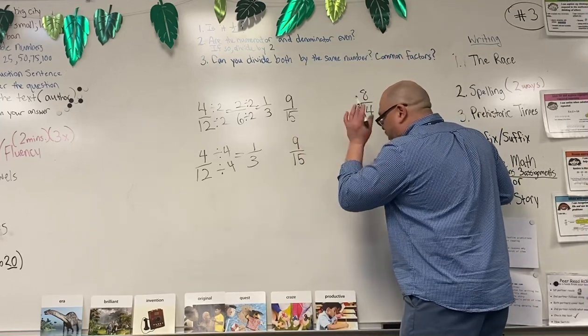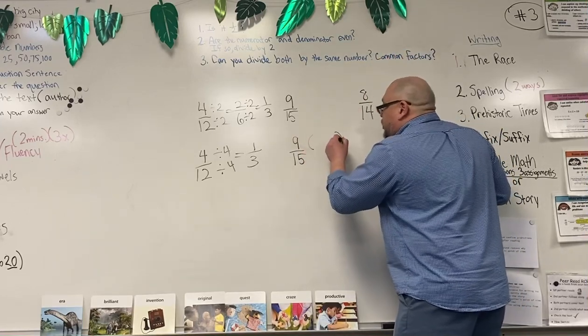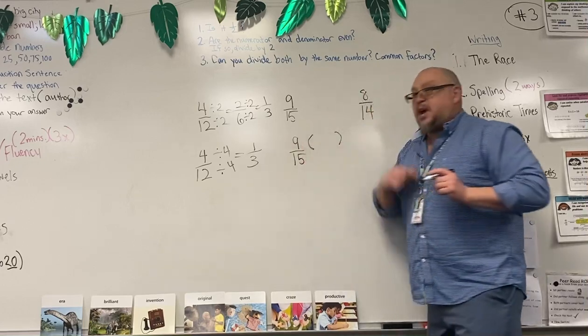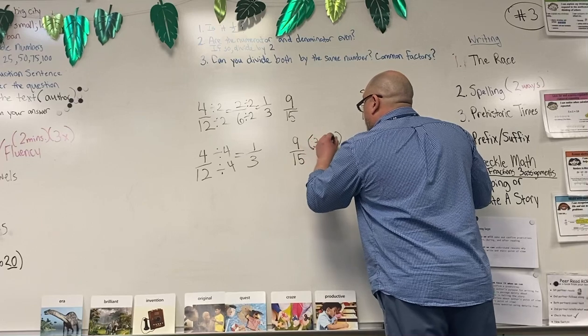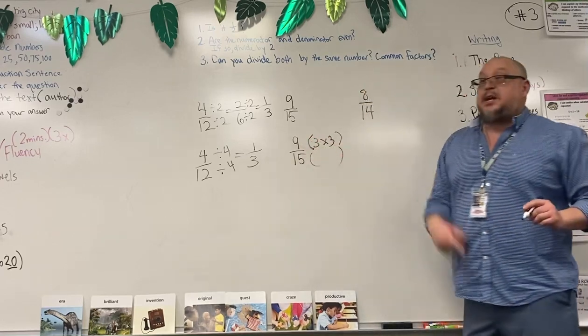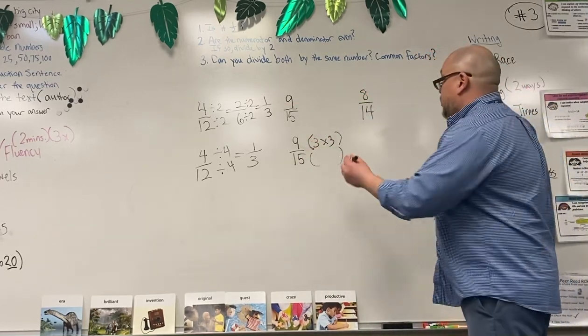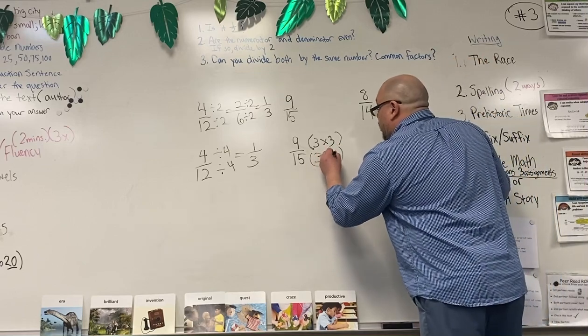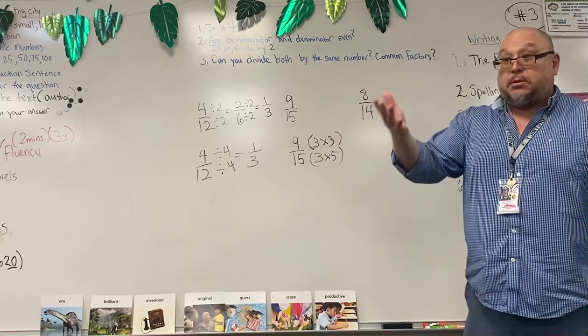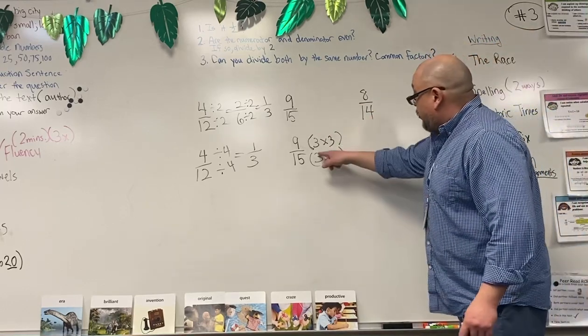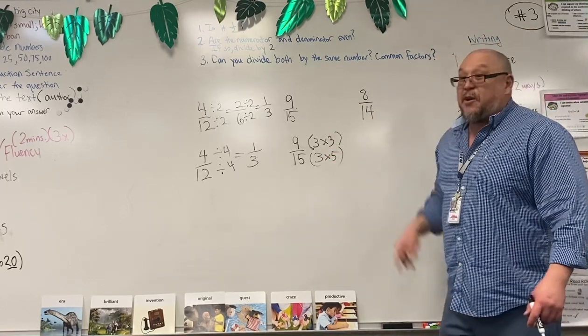Let's say you just can't wrap your brain around it. What 2 numbers can you multiply to equal 9? 3 times 3. Well, what about 15? 3 times 5. Oh, I found common factors. What's the common factor? 3. Now, that means we can divide them both by 3.